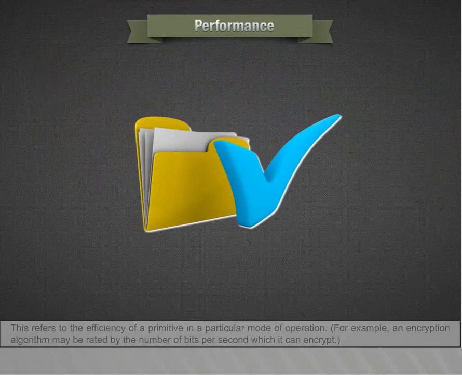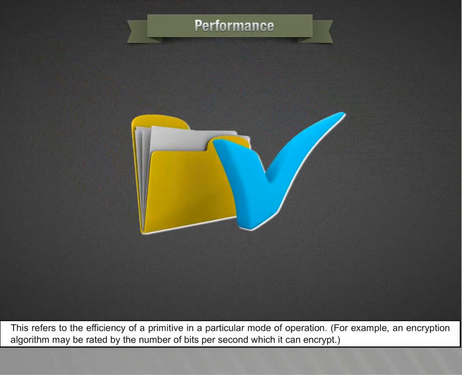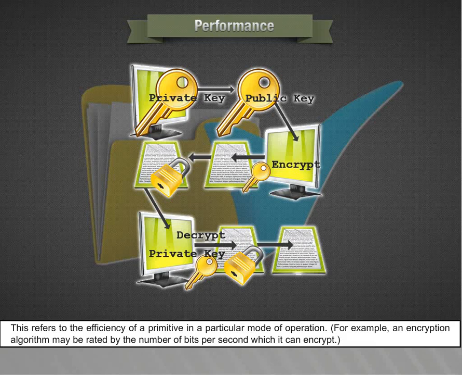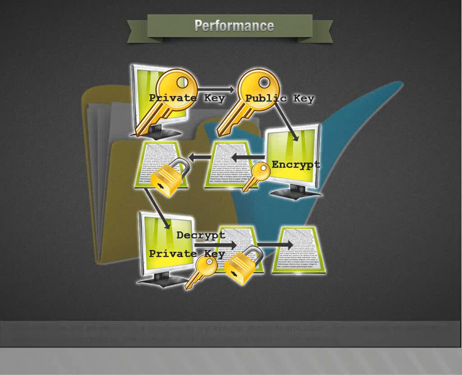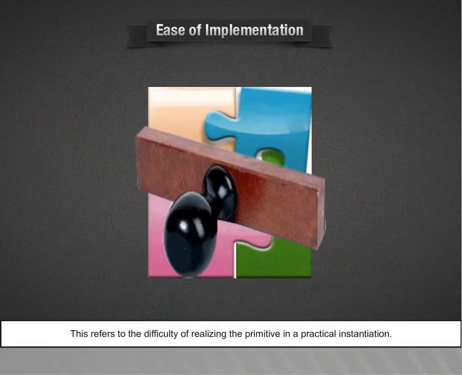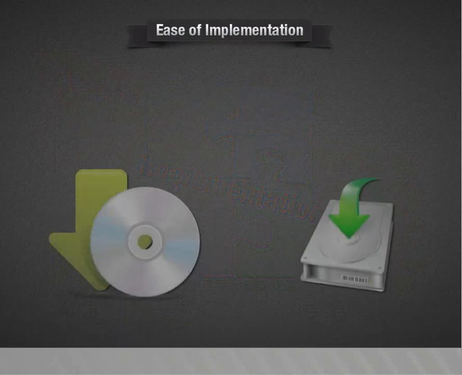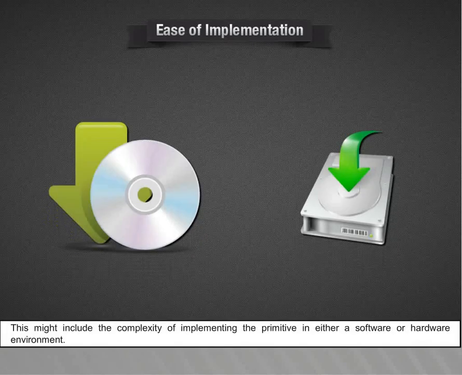Performance. This refers to the efficiency of a primitive in a particular mode of operation. For example, an encryption algorithm may be rated by the number of bits per second which it can encrypt. Ease of implementation. This refers to the difficulty of realizing the primitive in a practical instantiation. This might include the complexity of implementing the primitive in either a software or hardware environment.